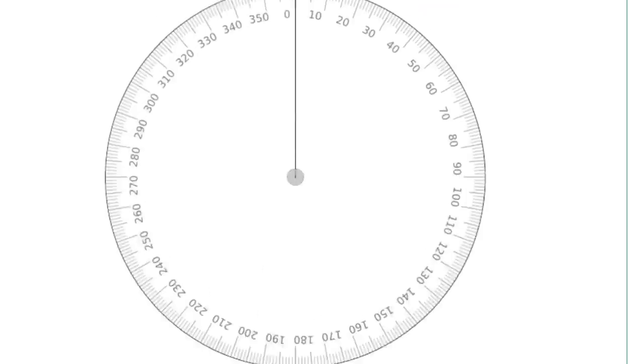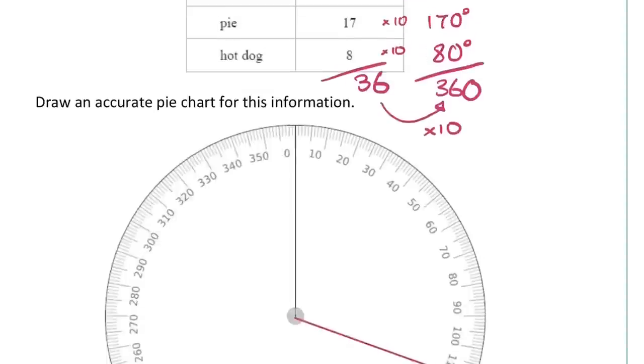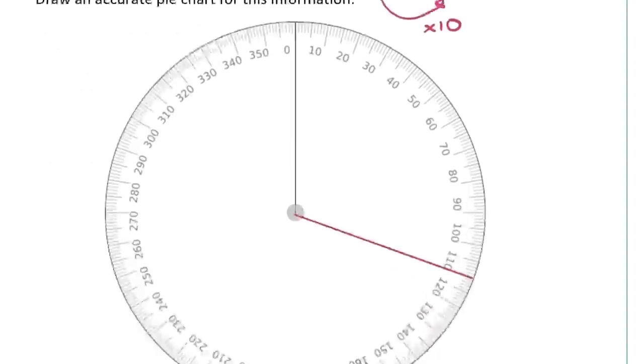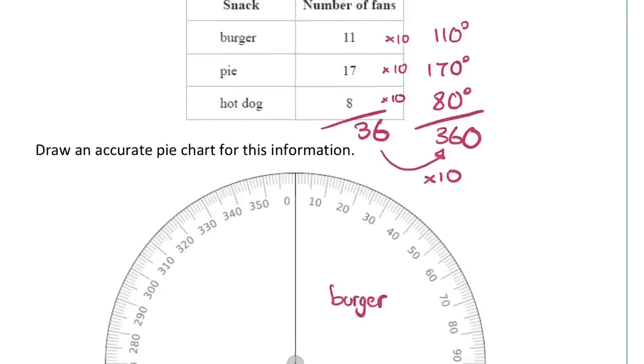So for the first one, we have 110 degrees. So I'm going to go from the centre, and I'm going to measure this out using my protractor. If you have a 180 degree protractor and you're measuring clockwise, you need to use the outside numbers. There we go, that's 110 degrees. And we'll label that with whatever it is, so that relates to the burger.